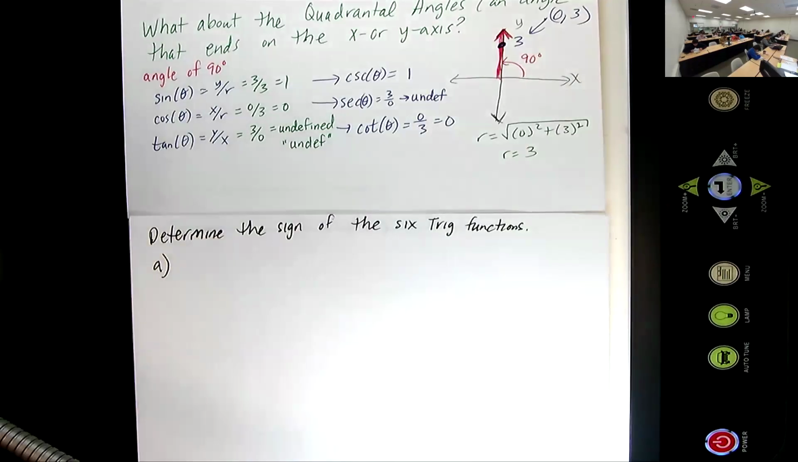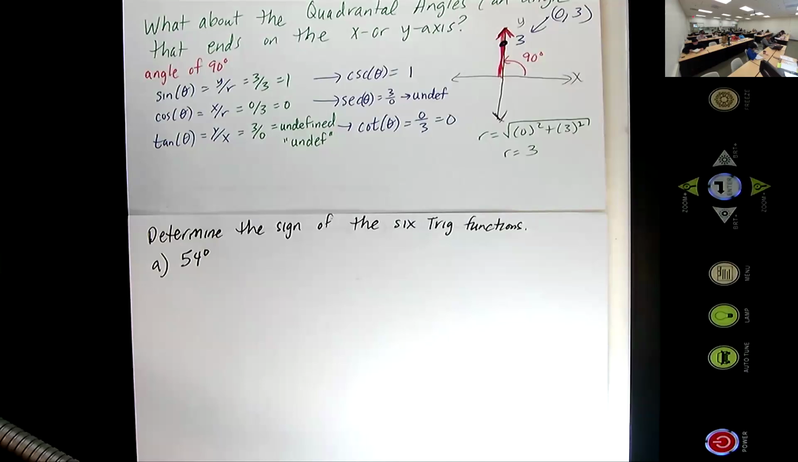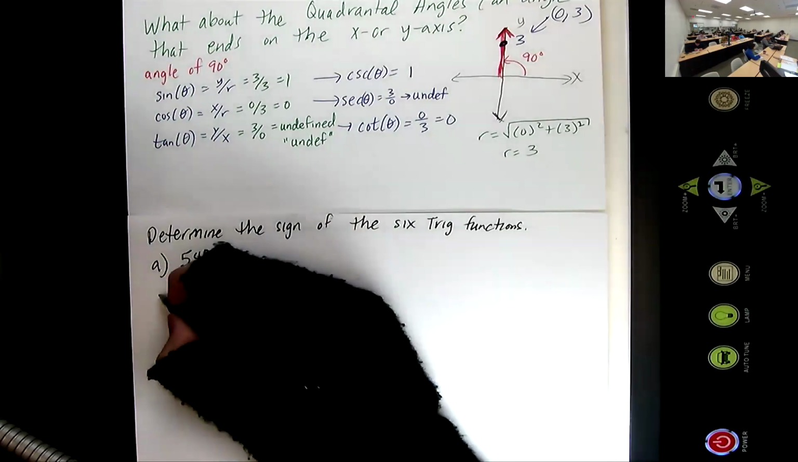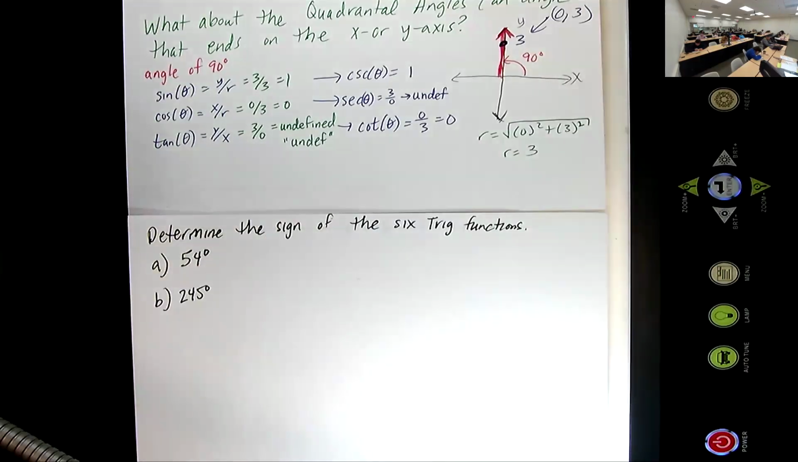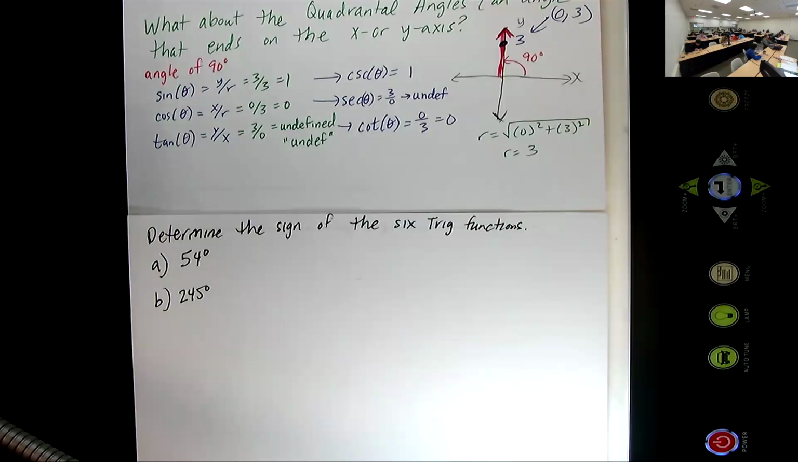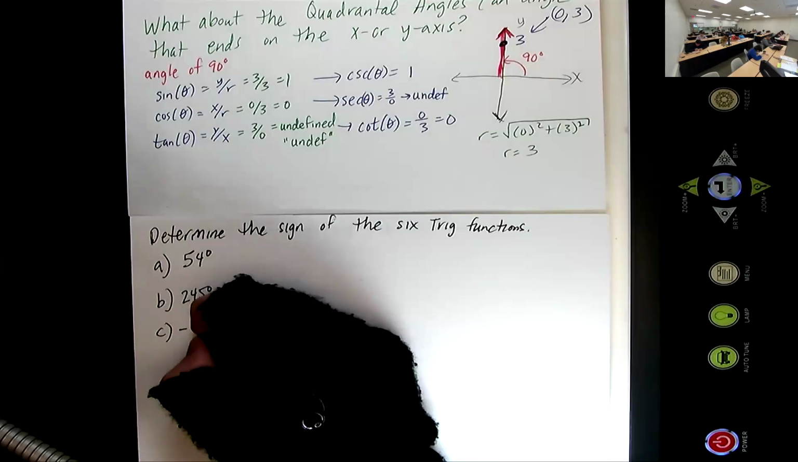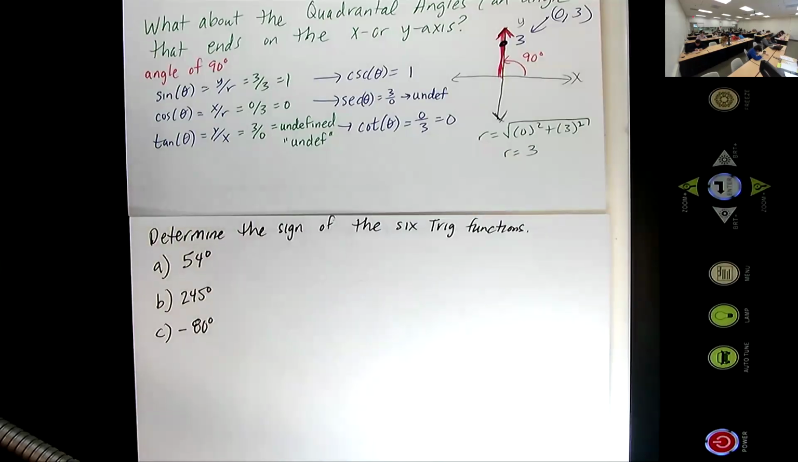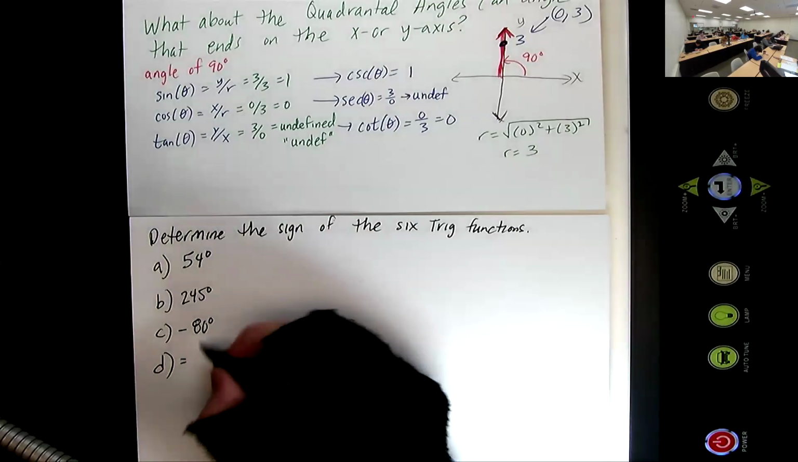Let's say for A, we're going to do an angle of 54 degrees. B will be 245 degrees. Let's say C is negative 80 degrees. And D, we'll say 120.